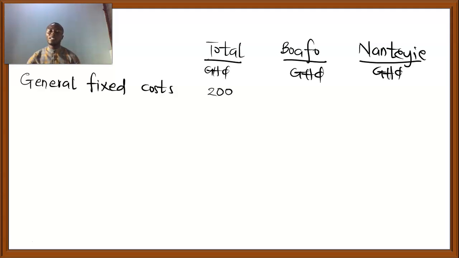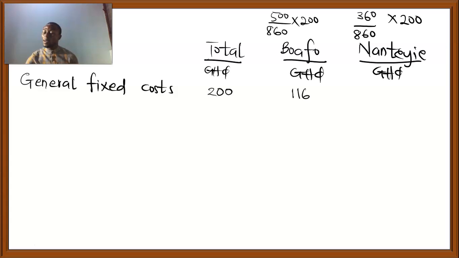We are doing the allocation on the basis of sales. We know Boafo has sales of 500, and the total amount of sales is 860. So 500 out of 860 times 200. That gives us a general fixed cost in respect of Boafo of 116. Then for Nantier, we have sales of 360 out of the total of 860 times the general fixed cost of 200, and that will give us a figure of 84.